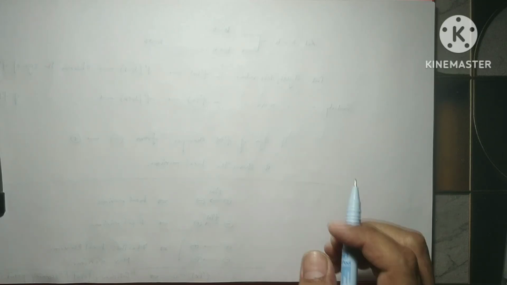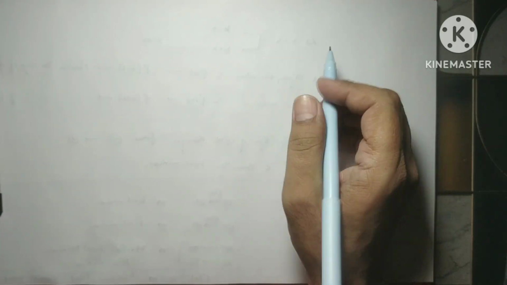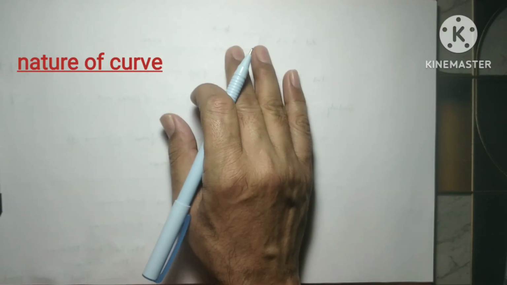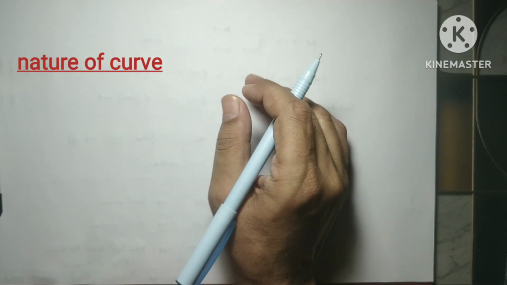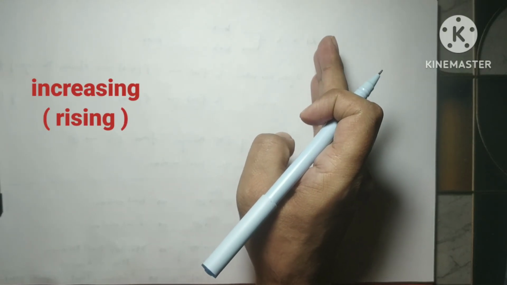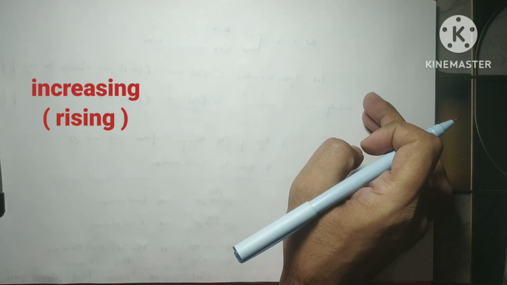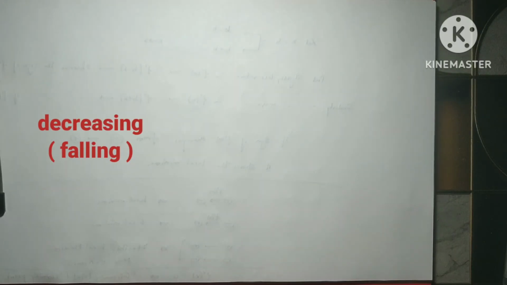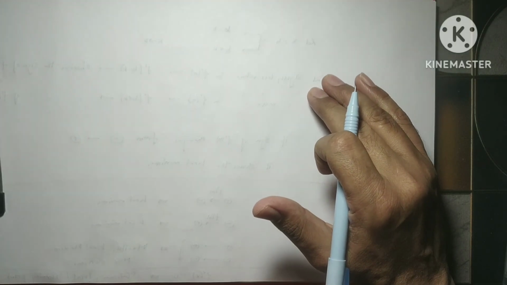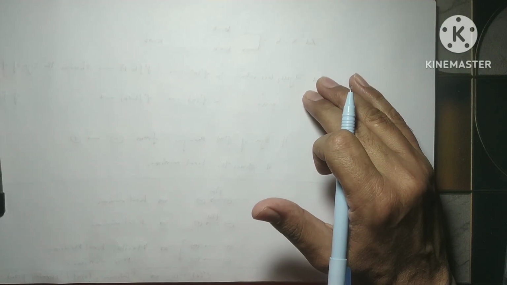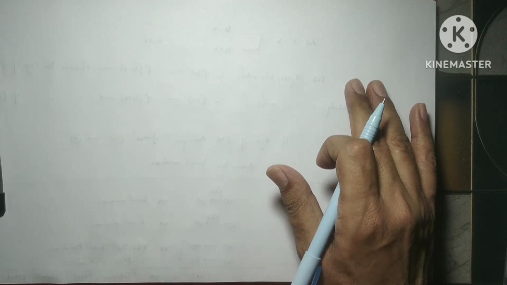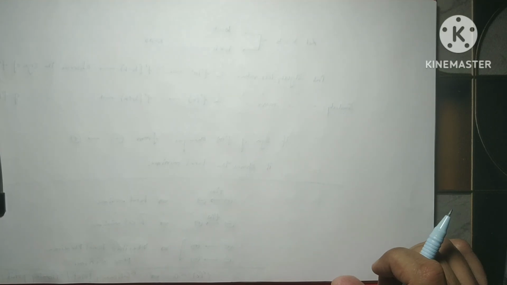So according to the nature of the curve, by this maxima and minima we can check the nature of the curve: whether it is a peak position or its lowest bottom position, and what is the change in the nature of the curve as we pass through the highest point or lowest point.